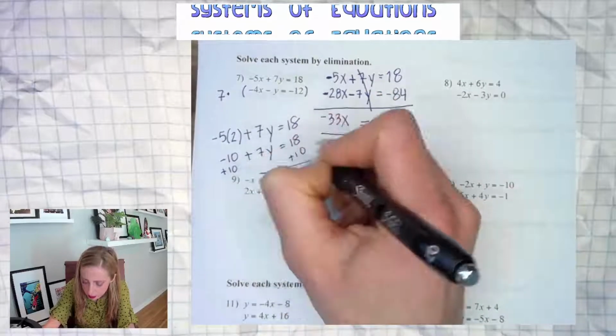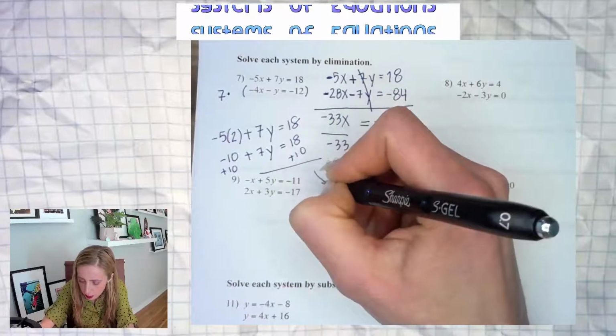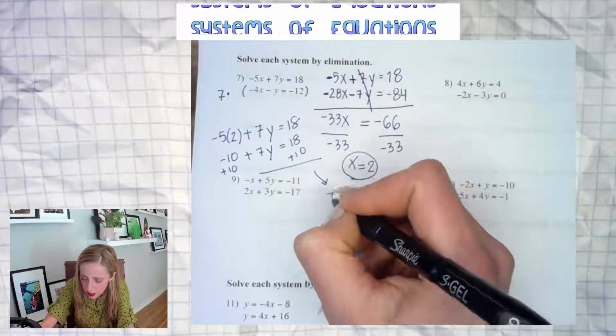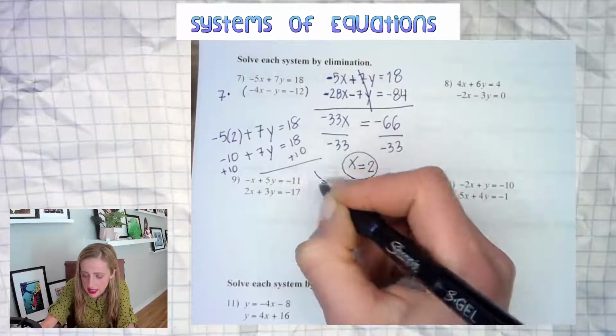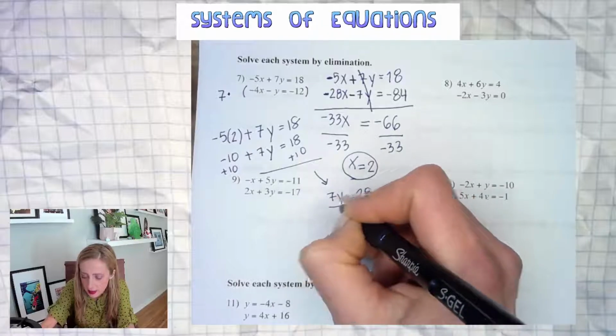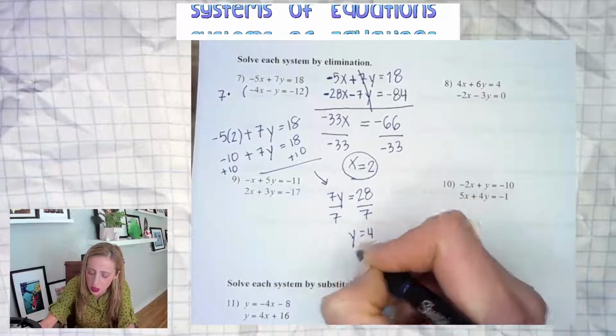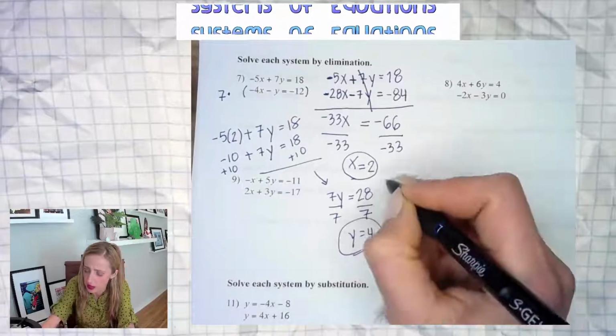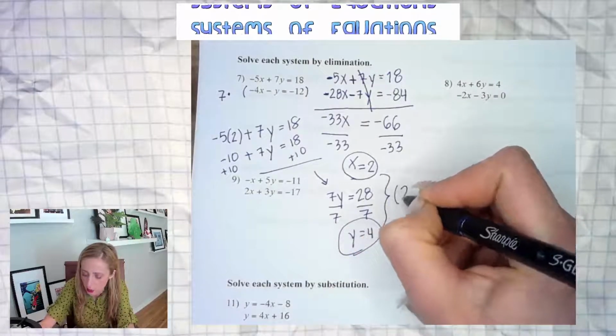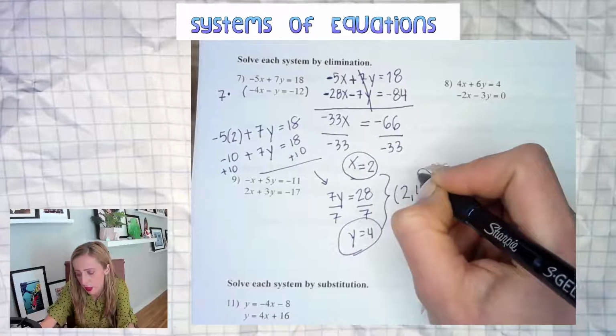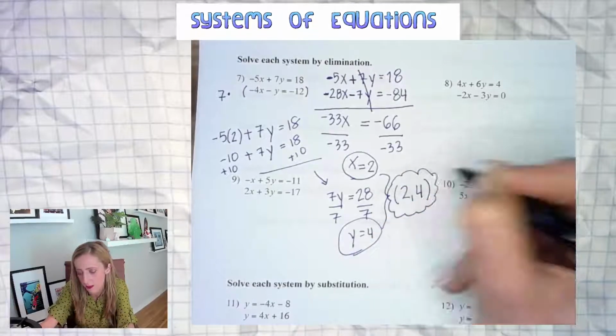I'm running out of room. I apologize. So hopefully you're a little neater than me. 7y equals 18 plus 10 is 28. Divide by 7. We get y equals 4. But that's not how we leave our answer. We write it as an ordered pair. 2, 4. And there's our solution.